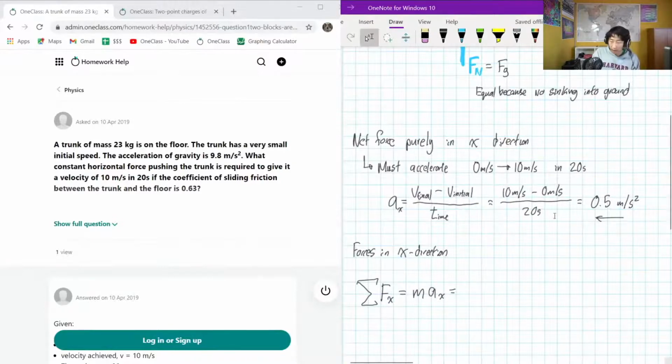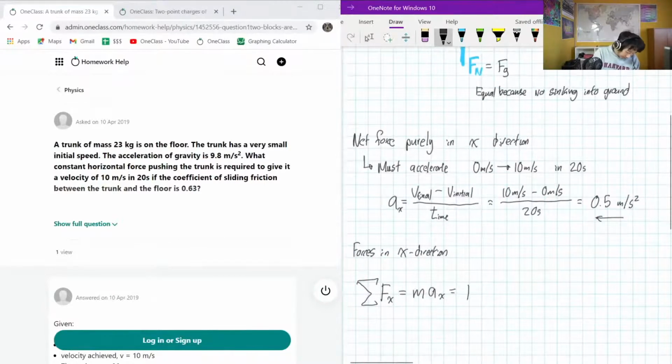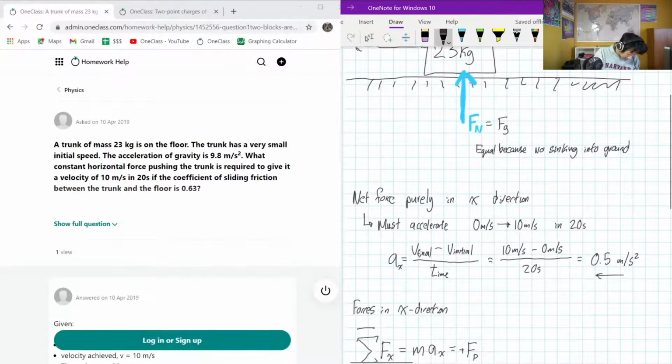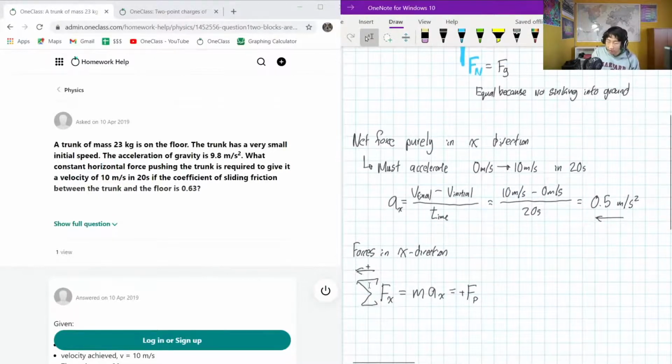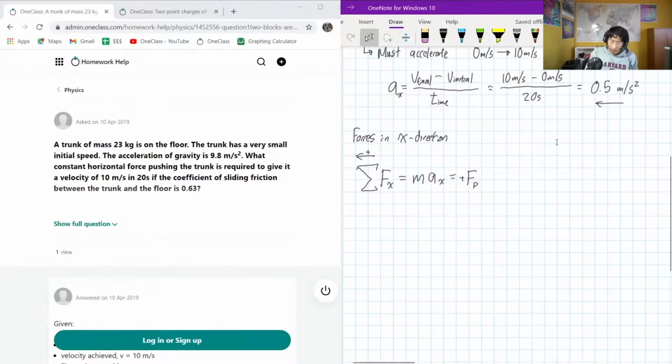So we're going to have our FP, which we're trying to solve for. And this is positive because this is going towards the left in this case. So you can draw a little symbol like this, an arrow pointing towards the left with a plus to show that this is our plus direction. We could have easily put the x direction towards the right, but it's good to be familiar with different types of coordinate systems. And we have to subtract our friction force because that's going the opposite direction.